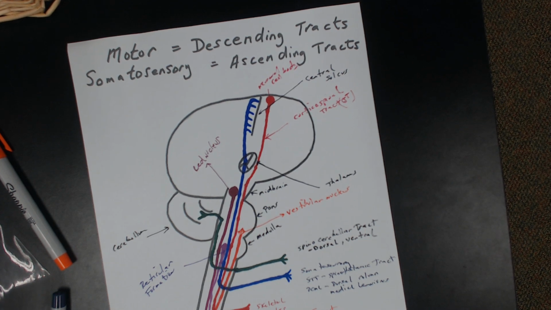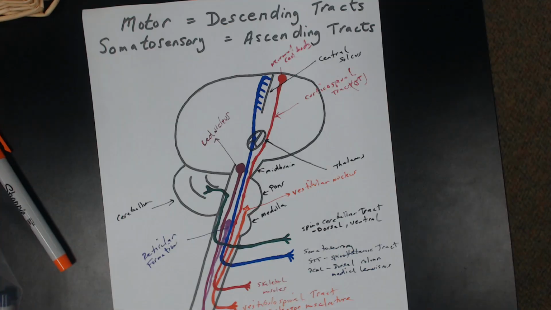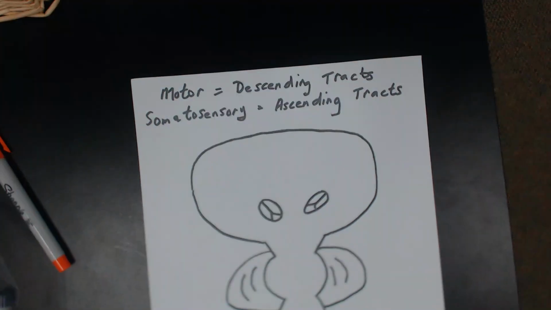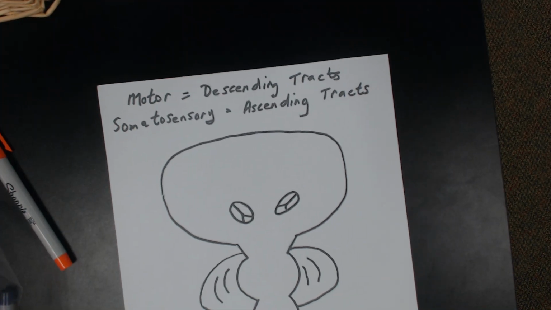Anybody else? This is a general overview, like I said. This is just a lot of information. This is all of what we're going to talk about. Okay, let's move on and look more specifically at the motor. But this time we're going to look at motor and sensory, and we're going to look at it from the front, because different things are going to happen.